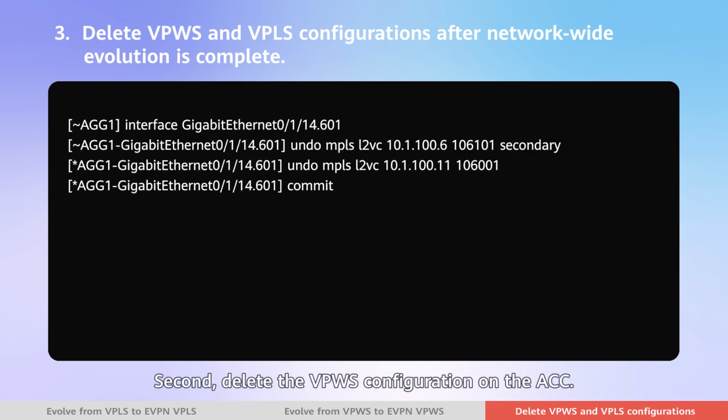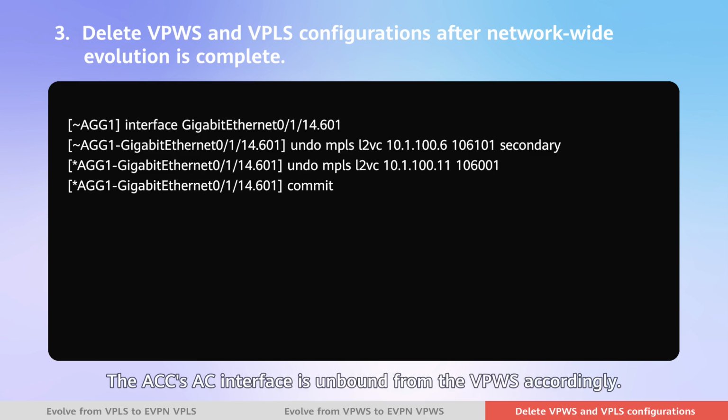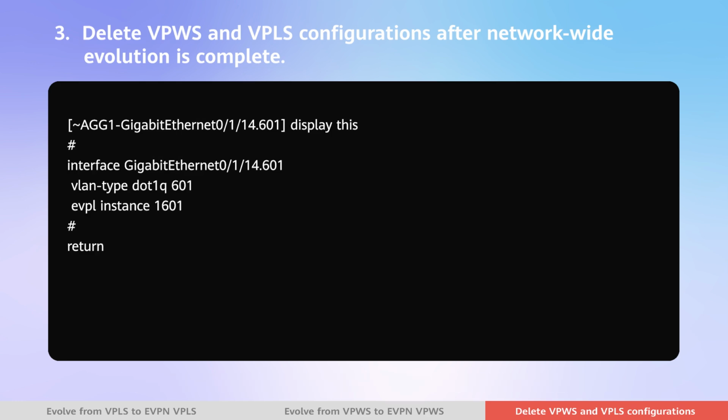Second, delete the VPWS configuration on the ACC. The ACC's AC interface is unbound from the VPWS accordingly. After the VPWS configuration is deleted, check the configuration on the AC interface.